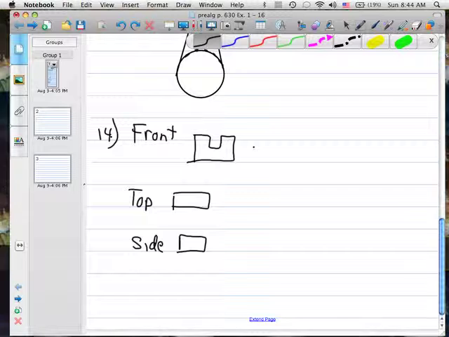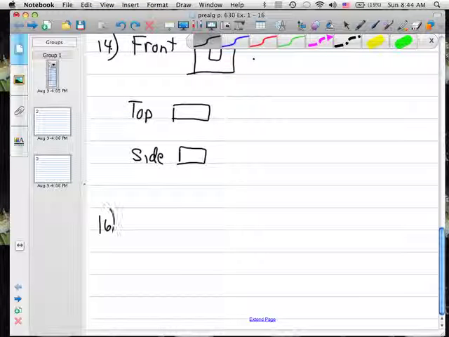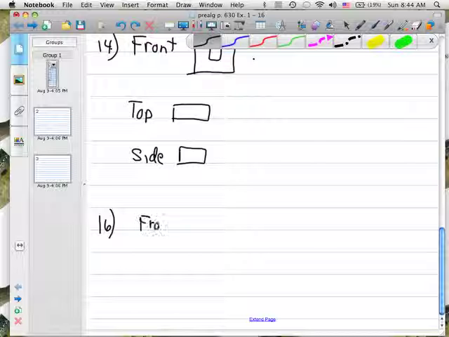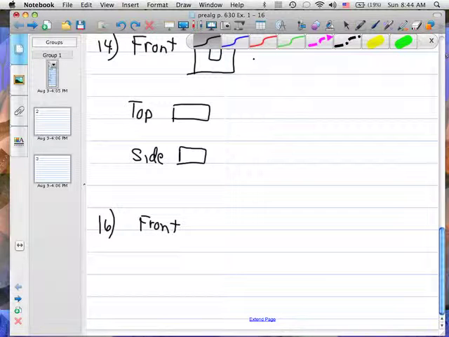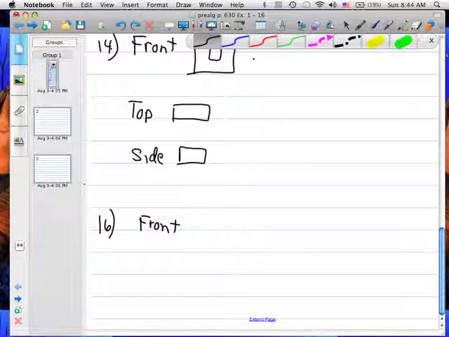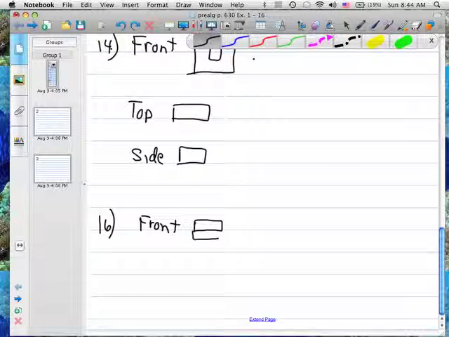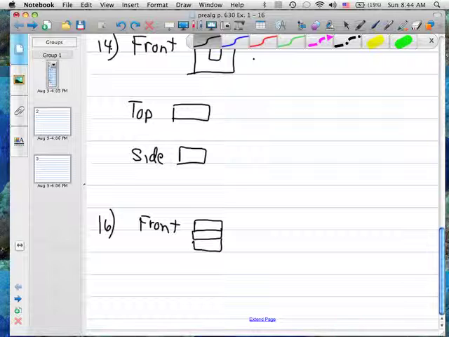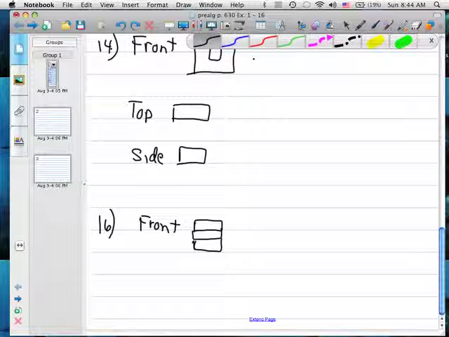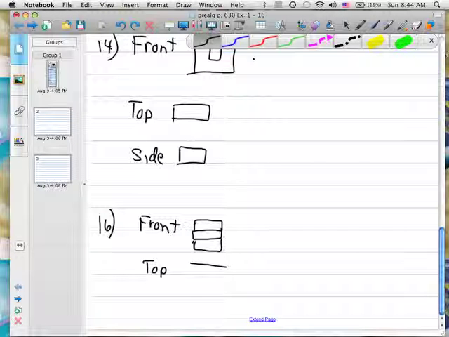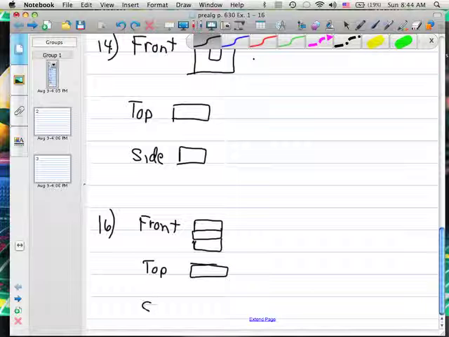And number 16, the steps. Front view would just be a rectangle like this with the steps like that. The top view, looking down, would just be a rectangle. And the side view would actually show you the steps. It would look like this.